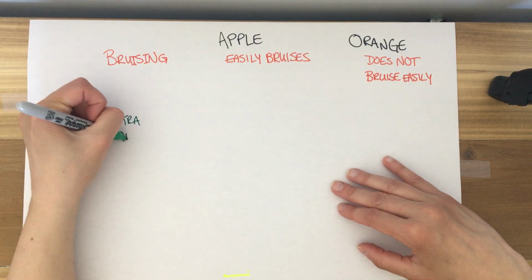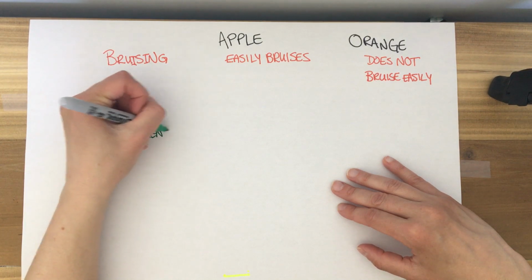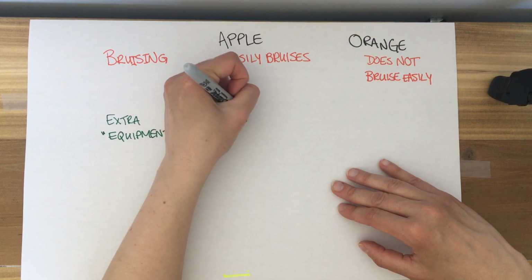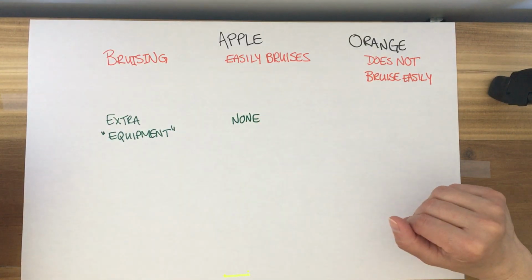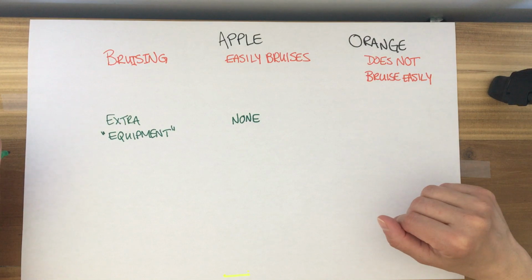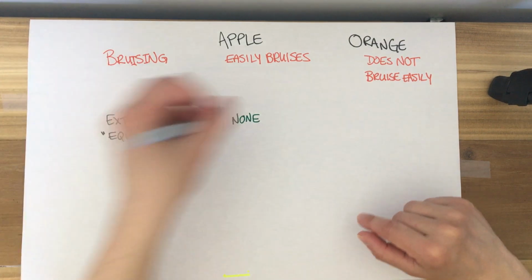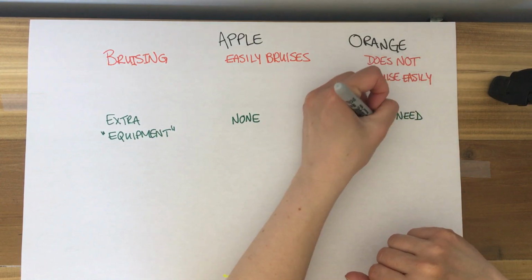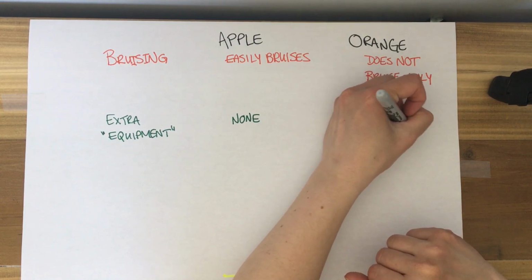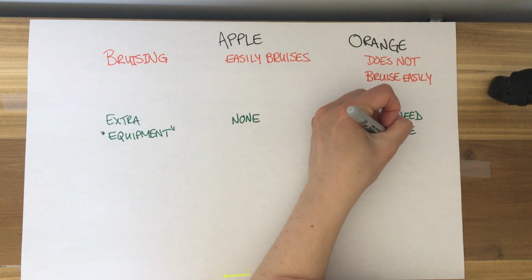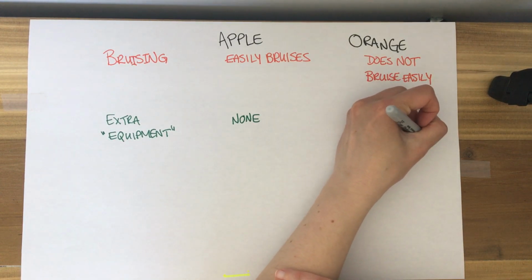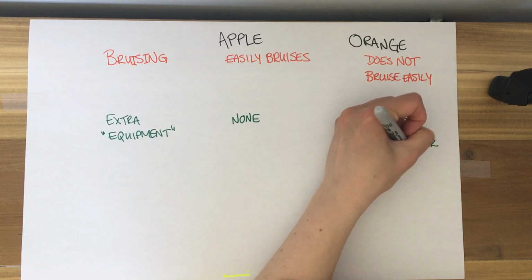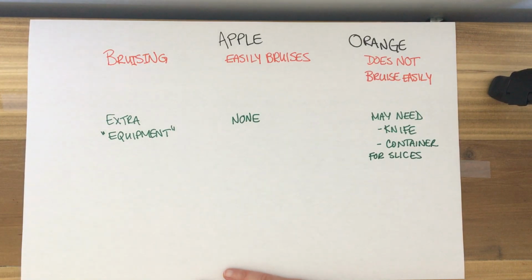And I'm going to put equipment in quotation marks because I mean this in a really broad sense, right? None. I don't need to take an extra knife or a bag or a container of any kind. For an orange, I may need a knife, or a container to hold. Okay, so that's the extra equipment.